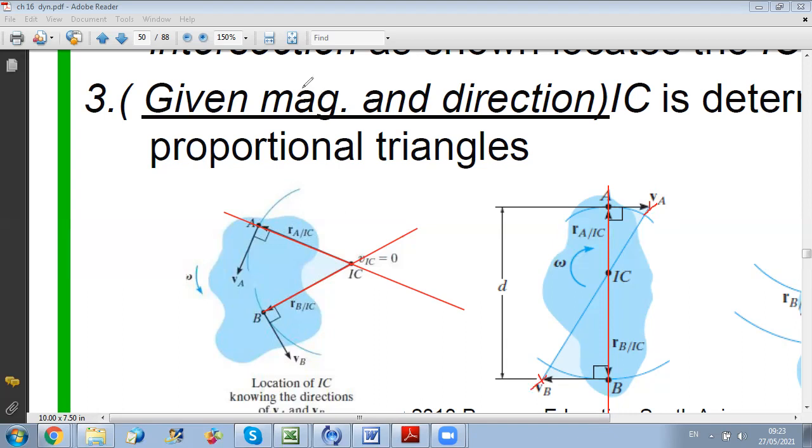Because we know that the IC is in a way that the velocity of A should be equal to omega of the rigid body times the distance from A to the IC. Okay, so times this distance. So VA is equal to omega times RA, the distance between A and the IC. And also VB should be equal to omega times the distance between B and the IC. So if you just do the ratio of VA over VB, what do you obtain? VA over VB should be equal to the distance from A to the IC over the distance from B to the IC.